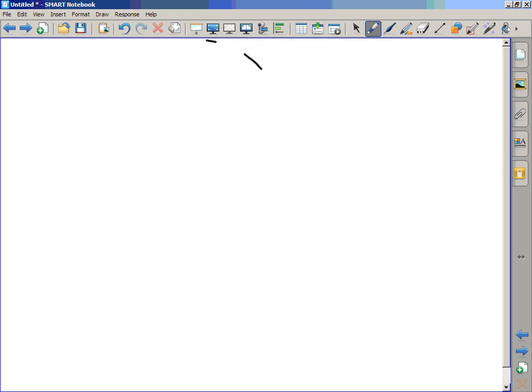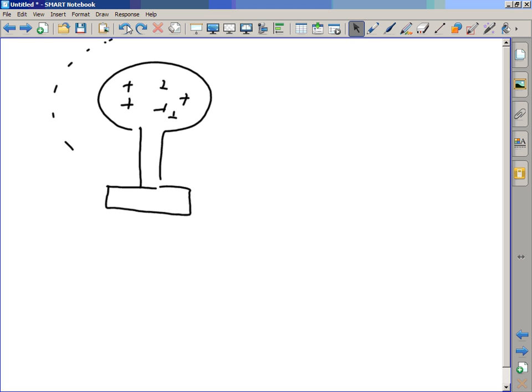And whenever you're really close to it, you have a high potential. Let's say 45 volts right there. And as you go farther out, it drops to 30 volts.